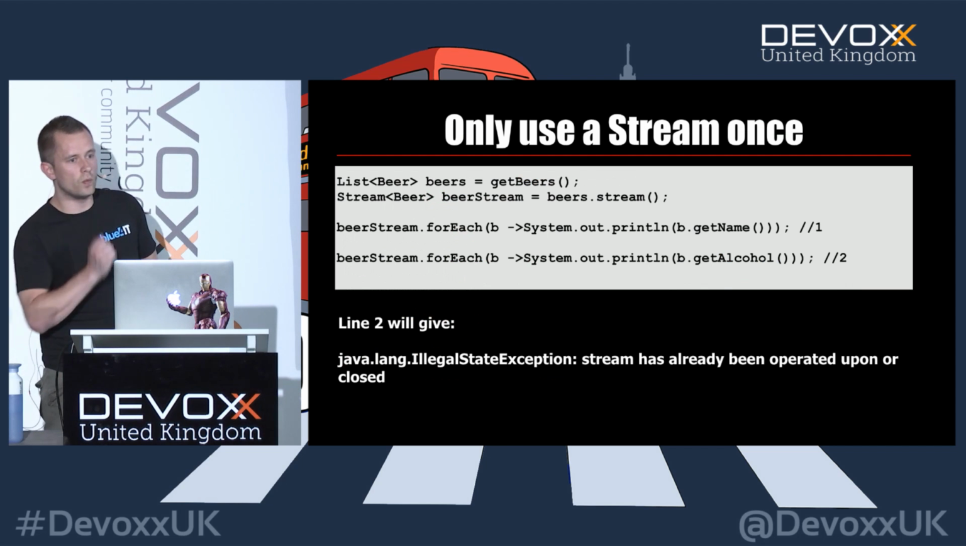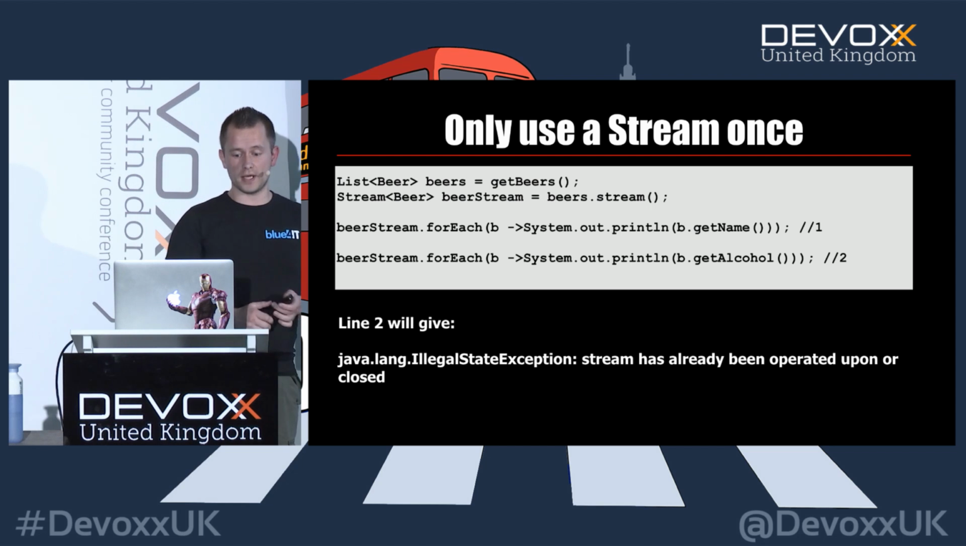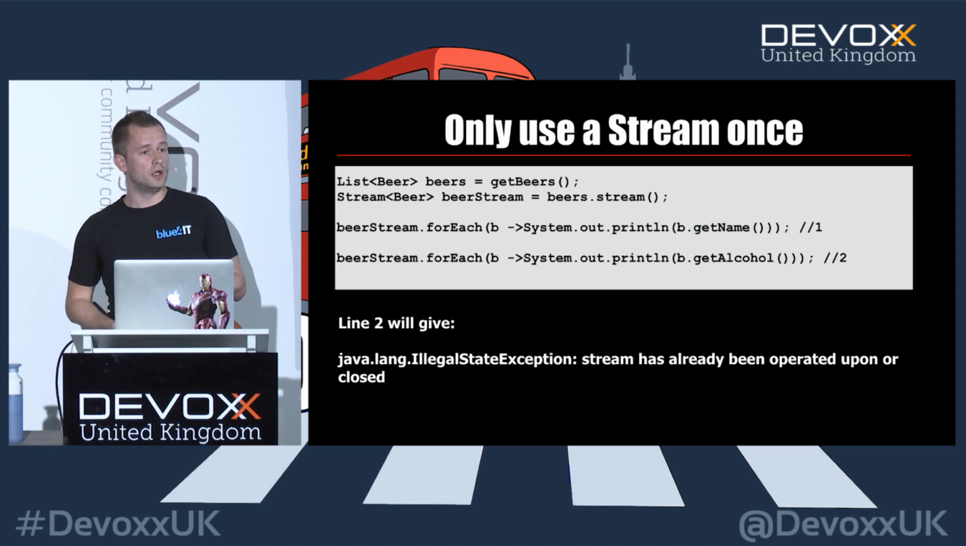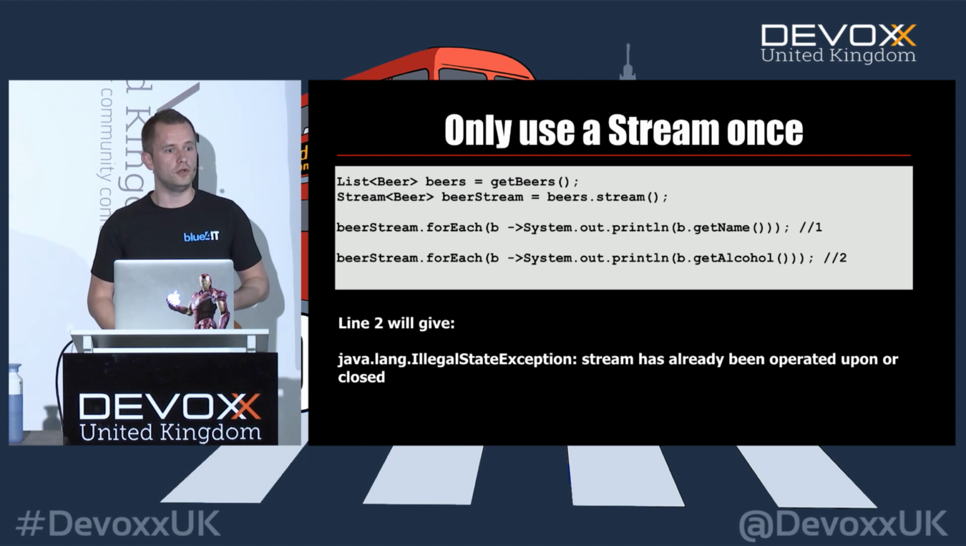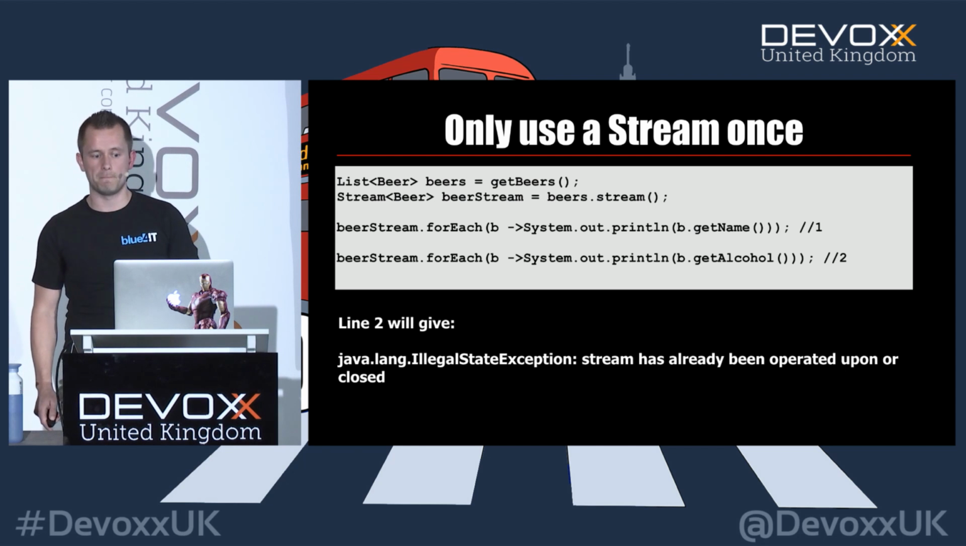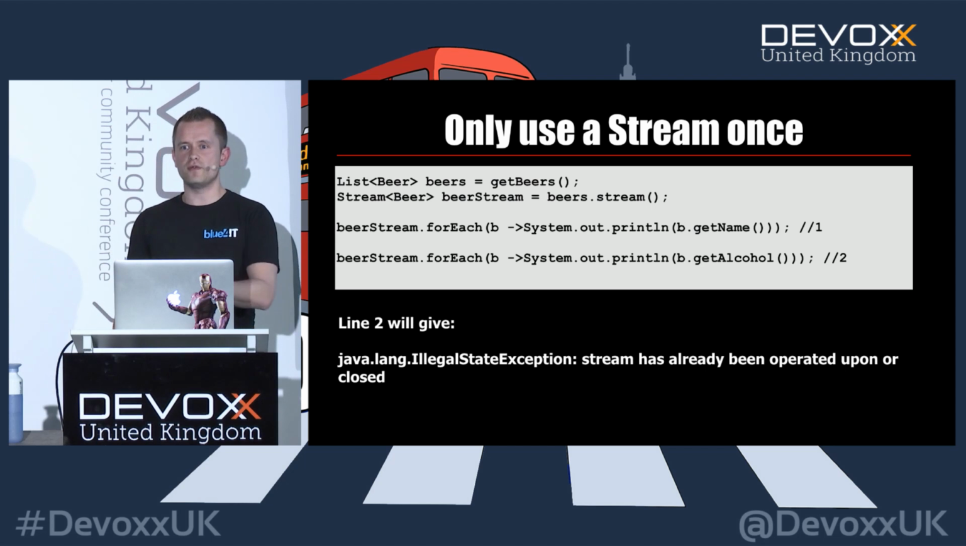You should only use a stream once, because it's not a data structure. Because if you use it twice, you will simply get an exception. You should not even store a stream into a variable, in my opinion. You should use a stream right away.